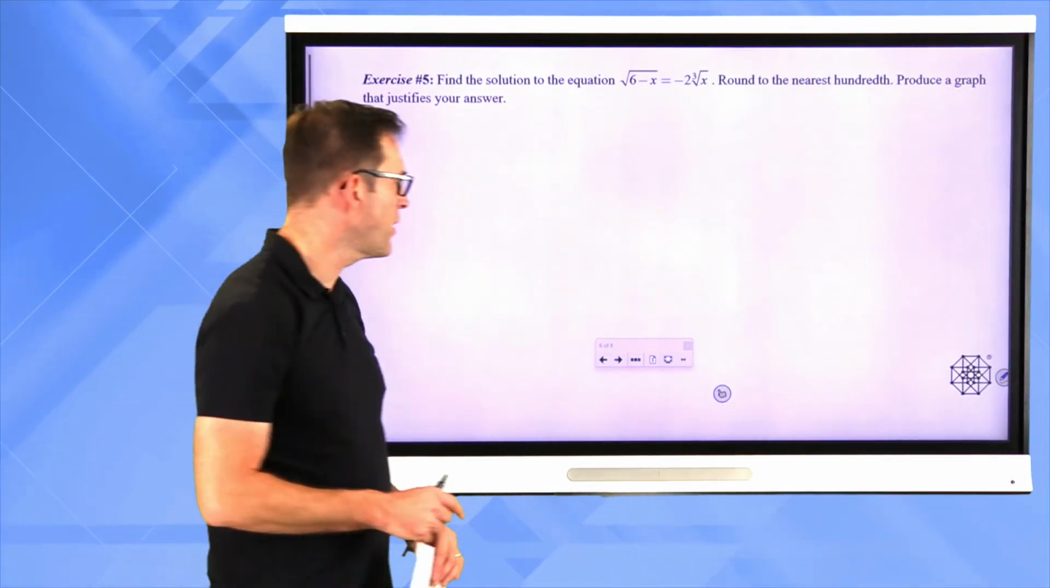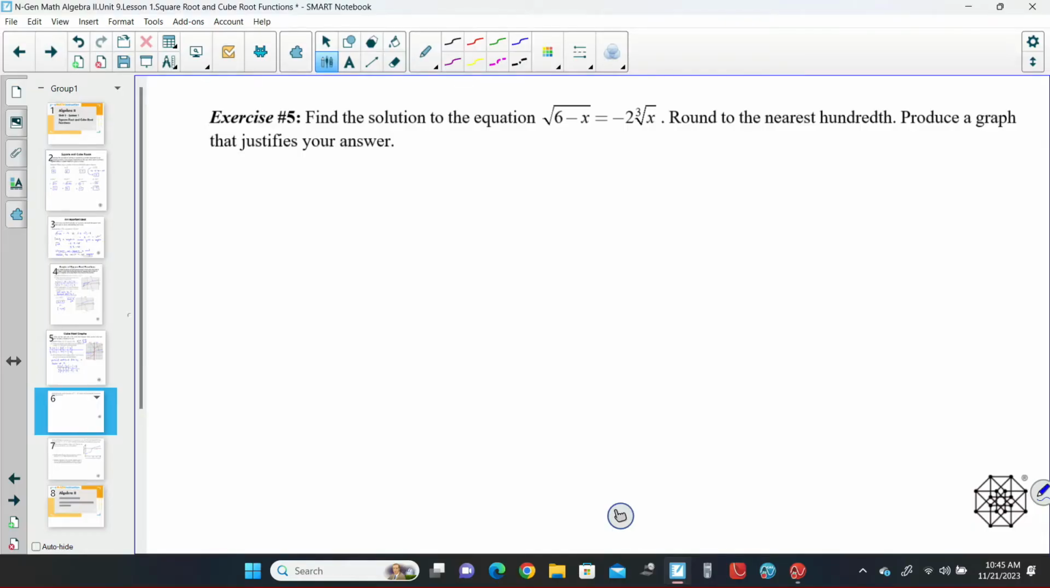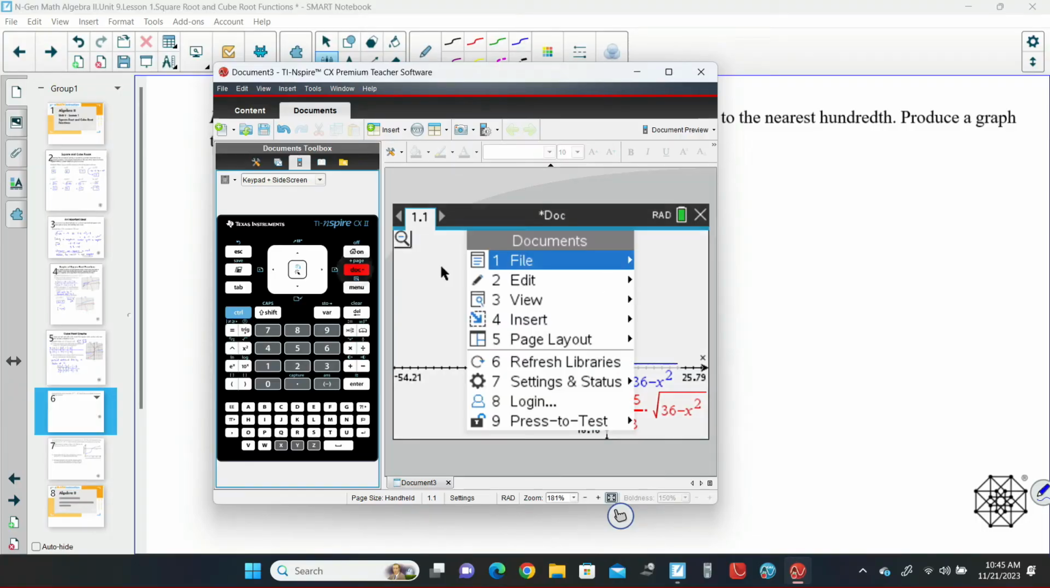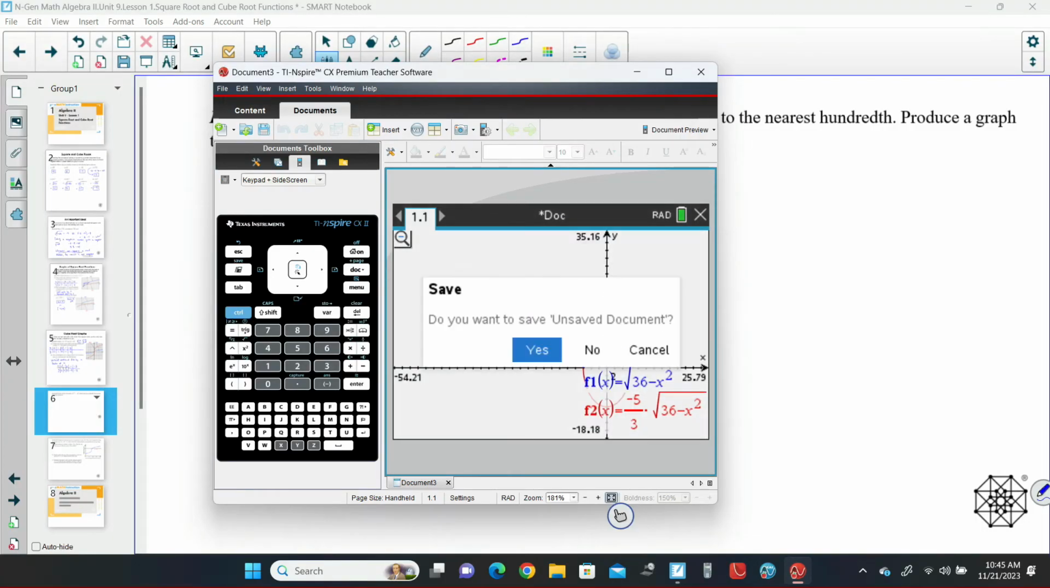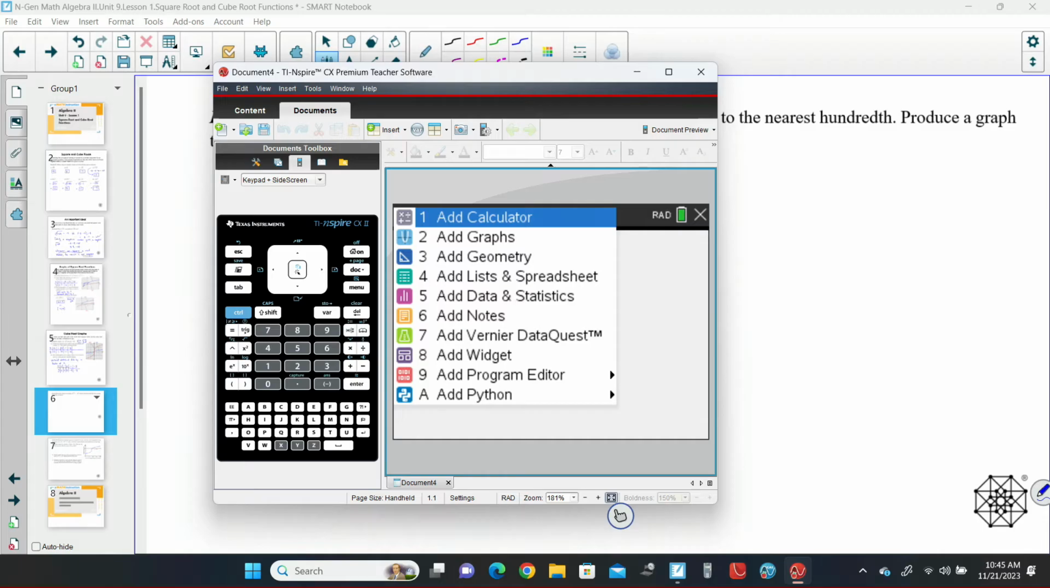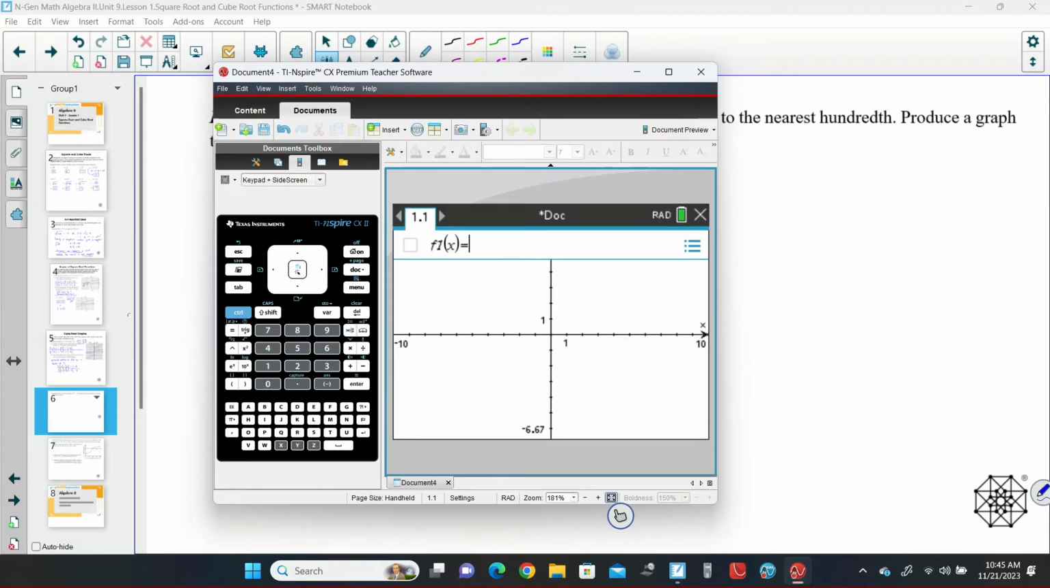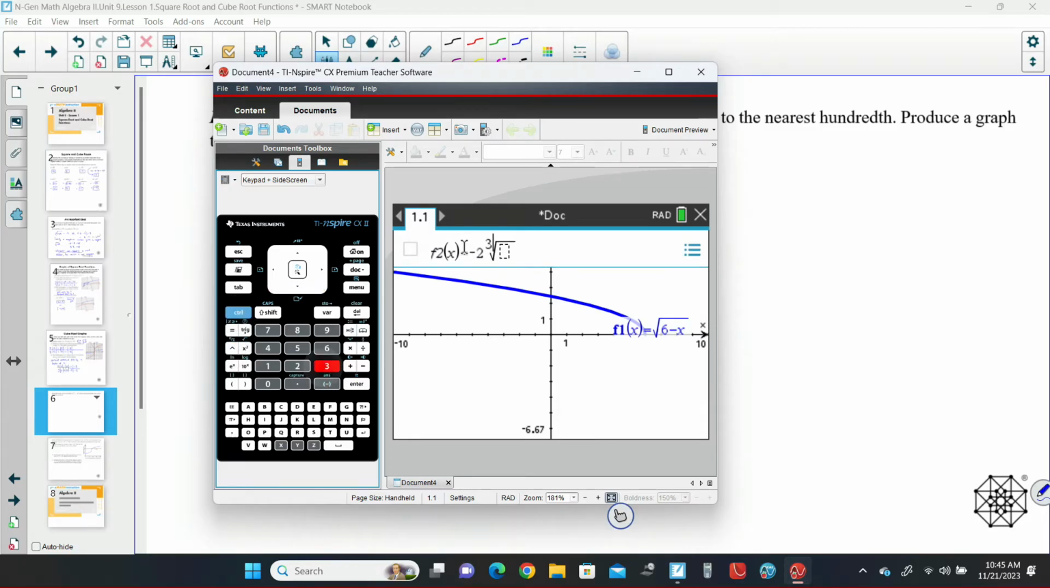All right, well, let's play around with it. You know, it can be kind of a challenge if you don't have a great sense for what your window should be. So let's add a graph and let's experiment. What I want in the left-hand side is the square root of 6 minus x. That's easy enough. Now the cubed root is a little bit harder to get to, but we can just go to, and we want specifically -2 times the cubed root of x.